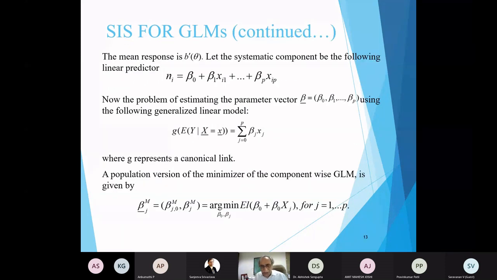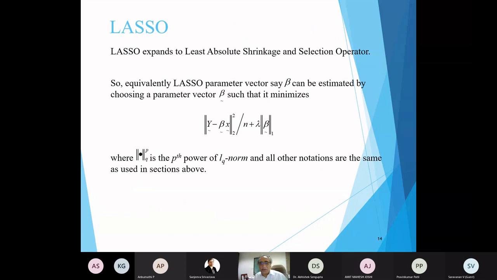Again, I'm going to skip this. So this is the general form of the model. Because time doesn't permit, I very briefly explained to you the logistic regression model.